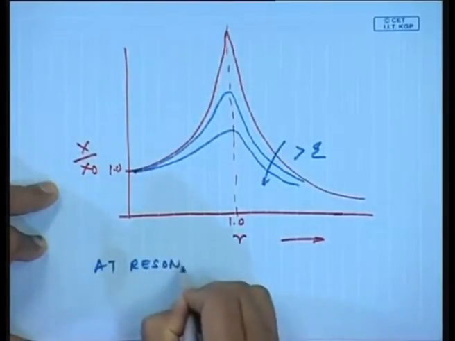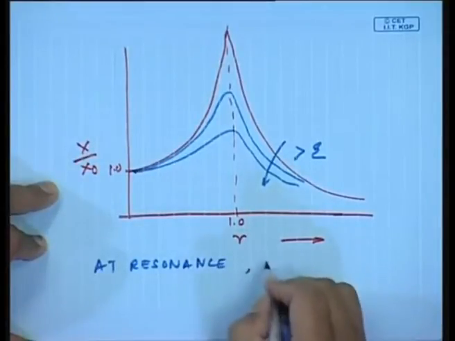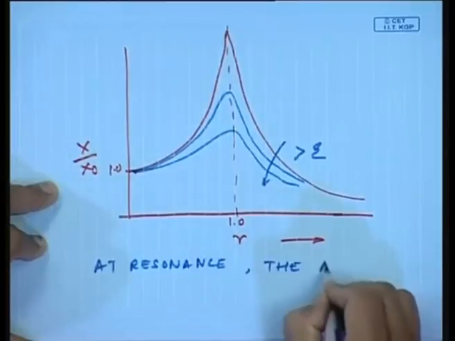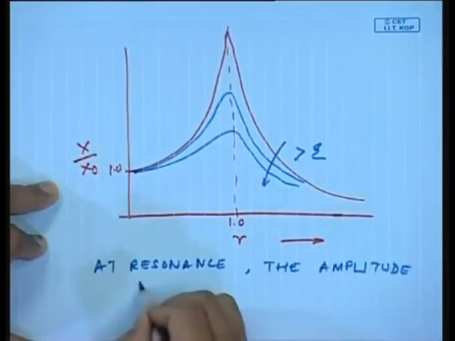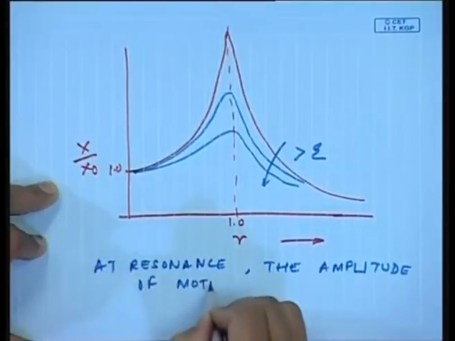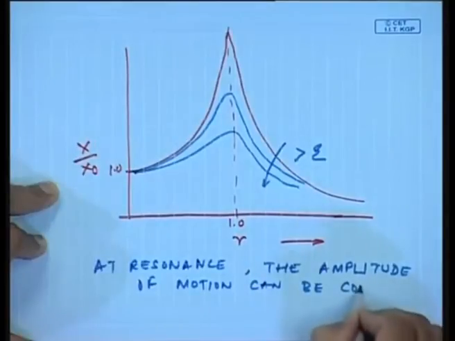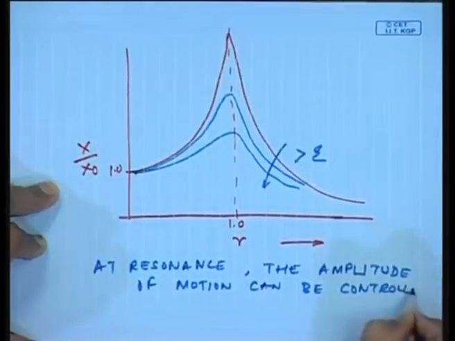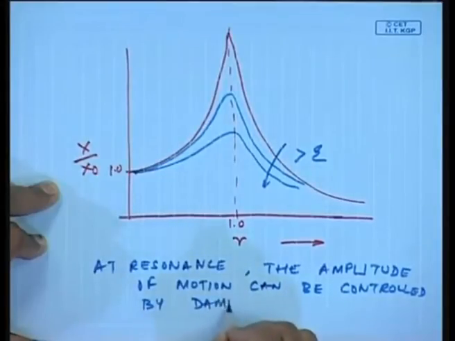At resonance, the amplitude of motion can be controlled by damping.